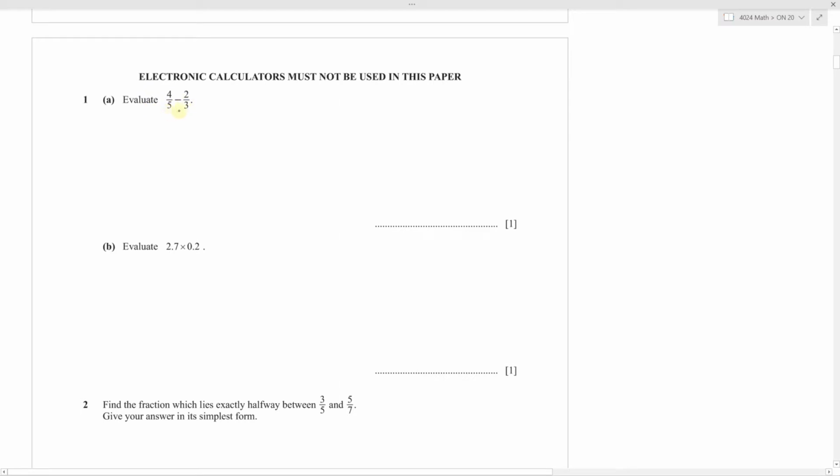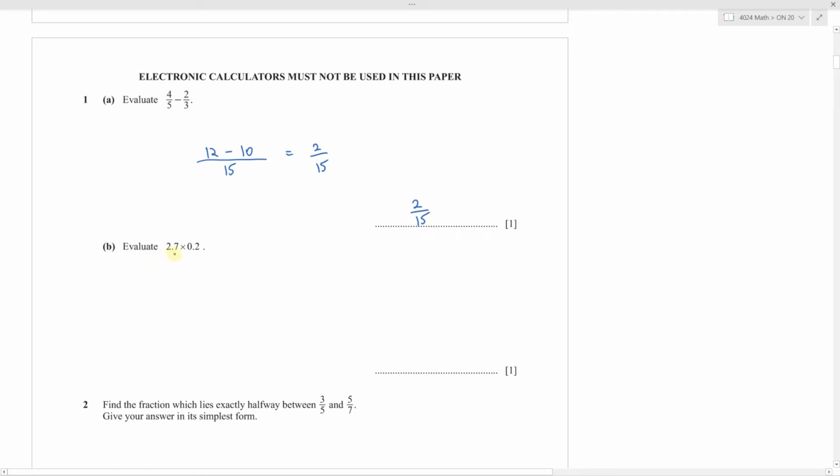So we can take the LCM of 5 and 3. Since they do not have any common factors, we can simply multiply them together. 5 3s are 15, so your LCM is 15. So this 4 will also be multiplied by 3, will become 12, minus 2 will be multiplied by 5 since 3 was multiplied by 5 in the denominator. So this will be 2 times 5 will be 10. So 12 minus 10 is 2 over 15.